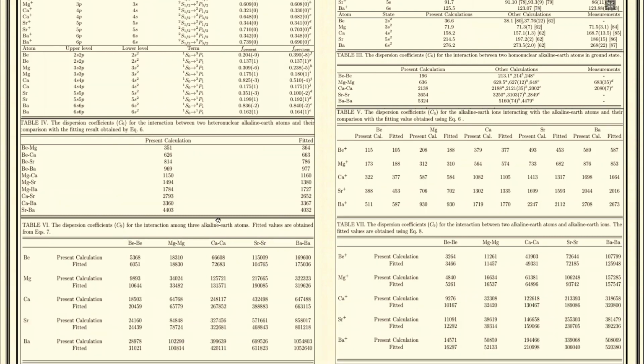Now we have calculated the dispersion coefficient for two heteronuclear alkaline earth atoms, and we have also calculated this coefficient by using the fitting formula, as I have explained earlier, in order to compare our results, and both the values show good agreement. In table 5, we have shown the C6 dispersion coefficient for alkaline earth ions interacting with alkaline earth atoms and their values by using the fitting equation.